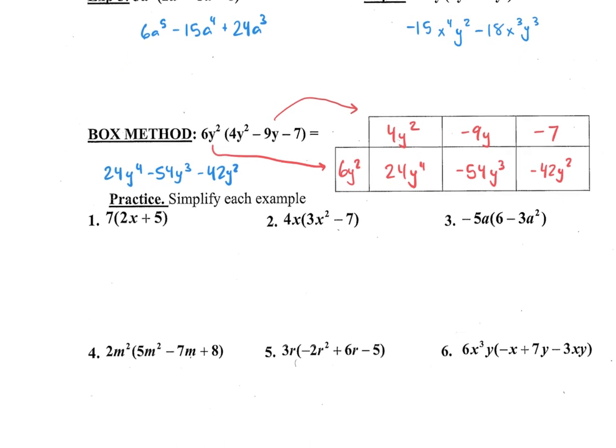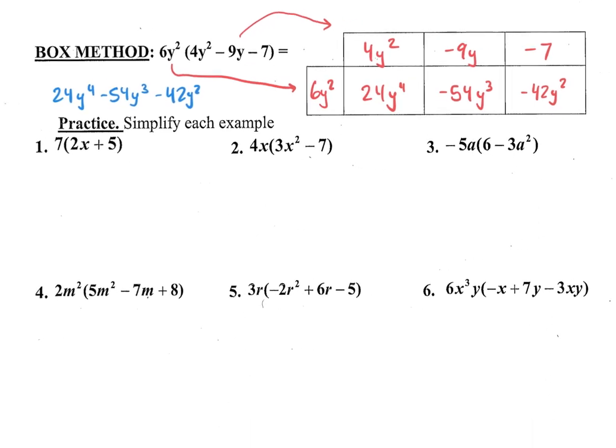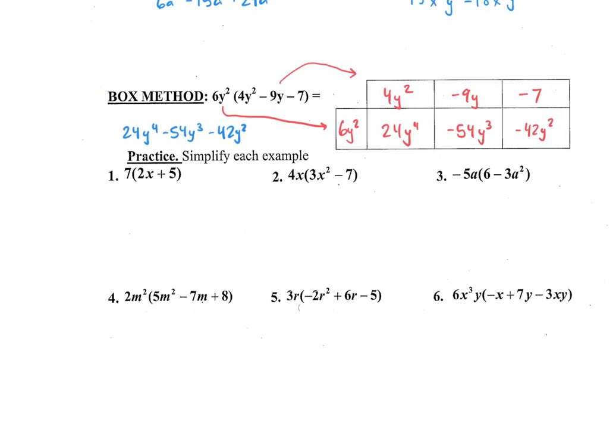But for all of these problems, numbers 1 through 6, go ahead and do box method. That way you get a good practice and you know what it looks like, because we're going to use box method on the next page. All right, so I'll show you the first one. So I'm going to put 7 on the side, 2x, and then 5. 7 times 2x is 14x. 7 times 5 is 35, which means I have 14x plus 35 as my final answer.